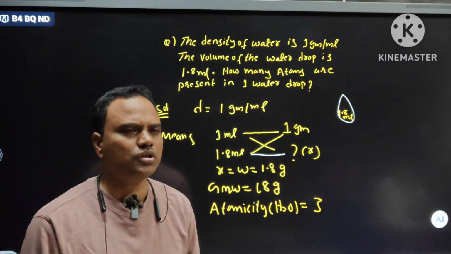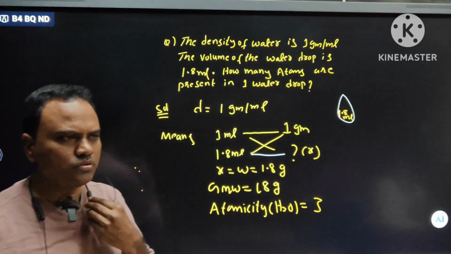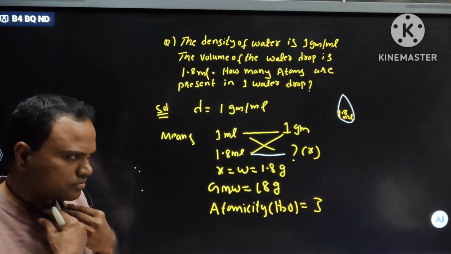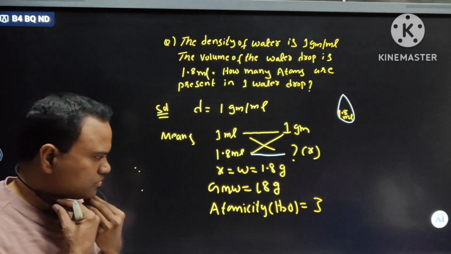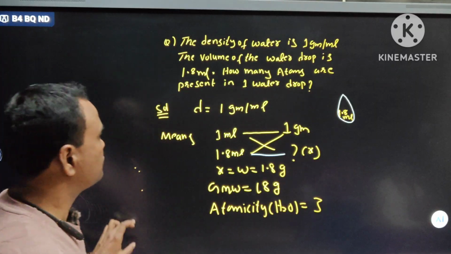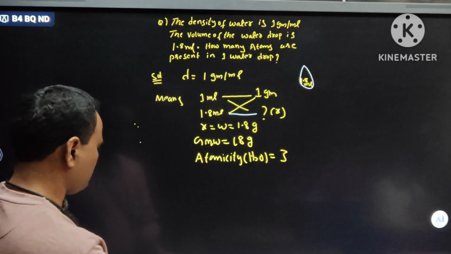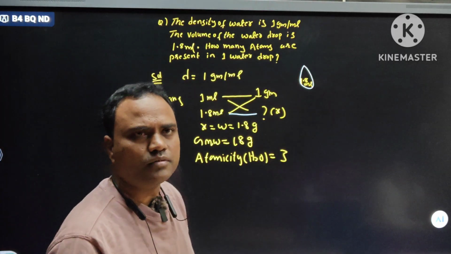Now use the formula. Number of atoms is equal to atomicity into number of moles into Avogadro number. Okay. Are you getting? Online students? Hello? Are you following?